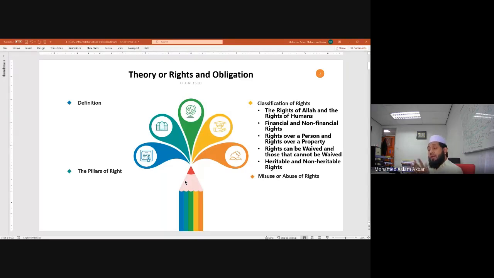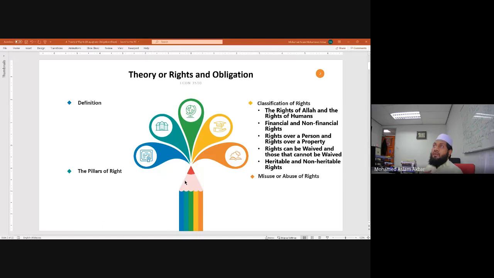Similarly, it goes to people also: the family, the parents, the wife, the neighbor, the subjects. If you are the leader of the country, ra'i, kullukum ra'in wa kullukum mas'ulun an ra'iyatihi. So everyone is responsible, and everyone will be asked about their responsibility. If Allah asks about my responsibility, it is my obligation. If Allah asks others regarding me, then it is my rights.